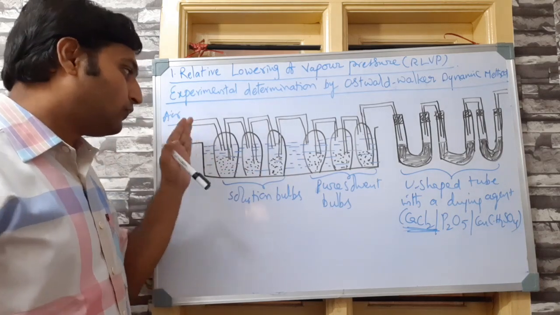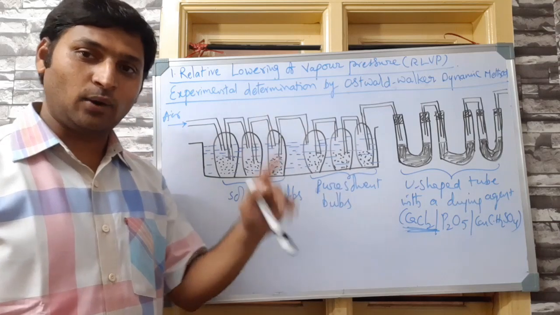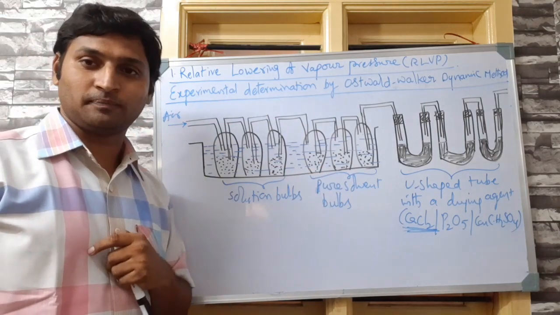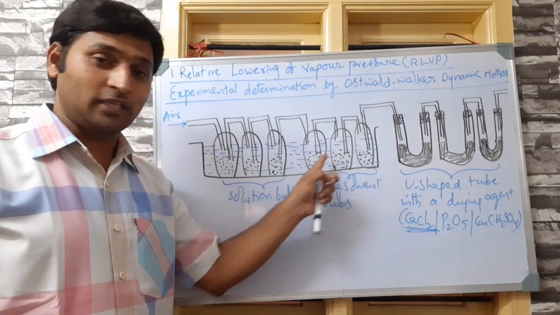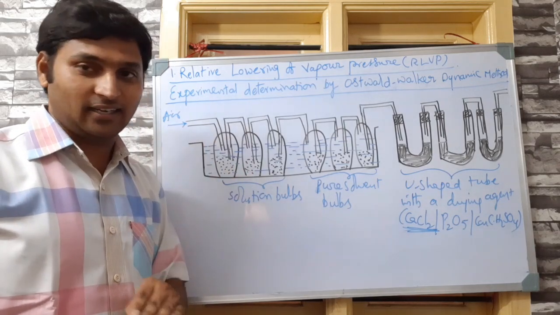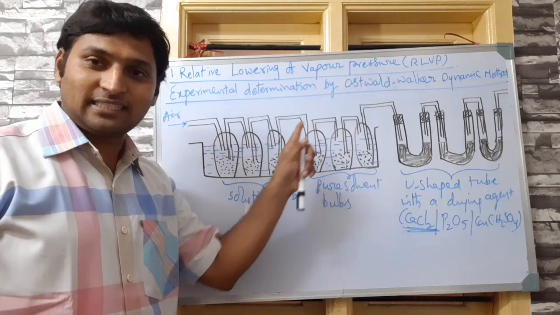Further, the air is passing into solvent bulbs. Now tell me, which has more vapor pressure, pure solvent or solution? You are absolutely right. Pure solvent has more vapor pressure. Due to addition of non-volatile solid solute, vapor pressure is decreased. We have been studying that. So here the vapor pressure is greater.